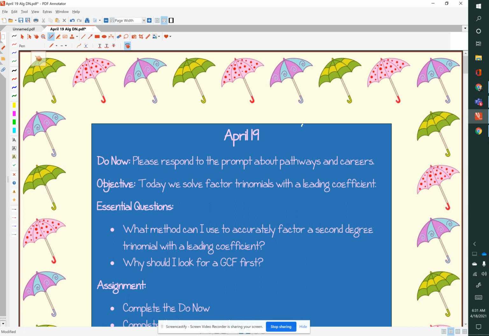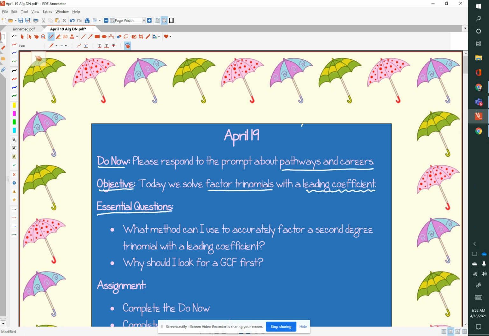We have a big day today, so I'm going to go a little bit quick in the beginning so that I can get to our lesson. For our Do Now, you have a prompt about pathways and careers. We'd like you to respond to that. And for our objective, we will factor trinomials. We did that before the vacation, but this time we have a leading coefficient, and that makes all the difference.